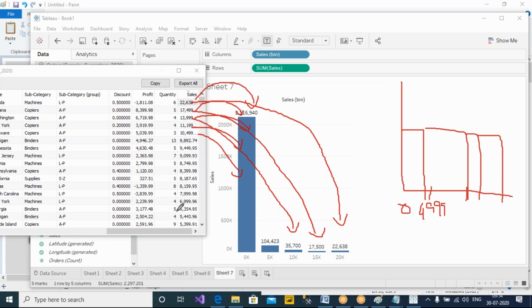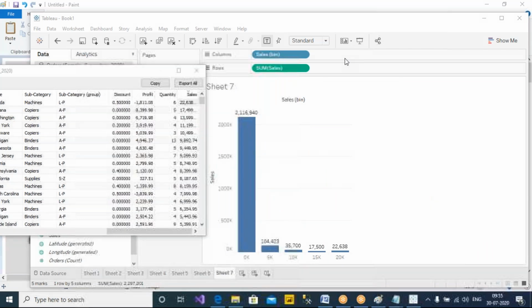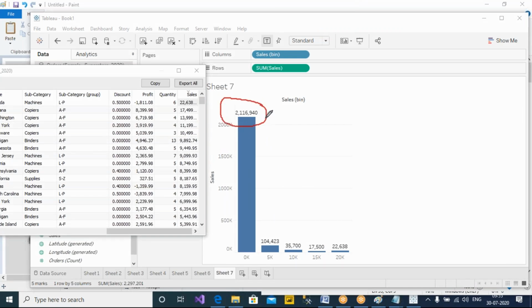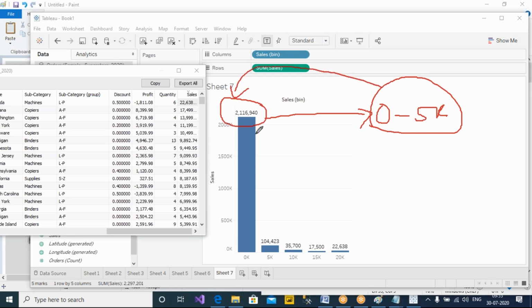What analysis we can do with this means, what is the sale amount which customers are willing to buy in your superstore? So what I can say here is, I'm getting this much of sales by selling the products which are between 0 to 5,000. So people are interested to buy the products which are between 0 to 5,000 in my superstore, and this is where I'm getting this much of amount.